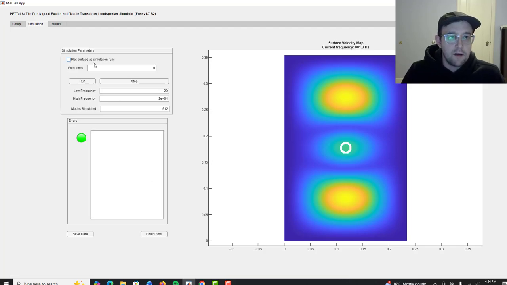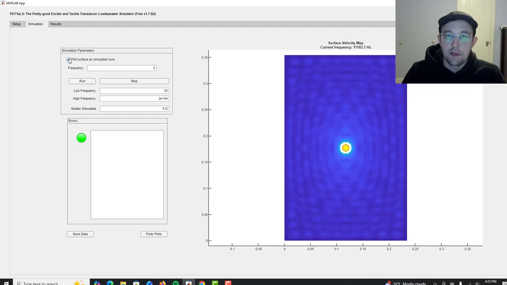Okay, so the stuff on this page is all about sort of simulation things. Some of this I just moved around from the previous version of the program, so I don't know. This polar plots and save data could be on the results page, but they're not. They're here, which is fine for right now. It doesn't really matter. We're getting close. We got to get to 20 kilohertz and then we're done.